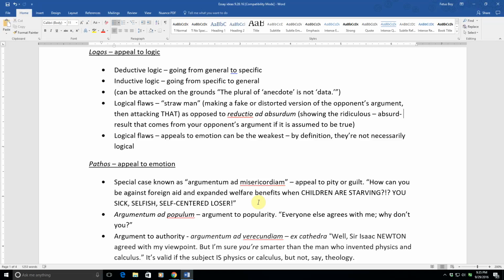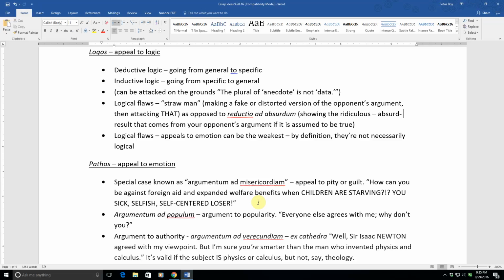The argument to authority, or argumentum ad verecundiam, I don't know if I pronounced that right, or ex cathedra, I don't know how to pronounce that either, which literally means from the chair. This is from the Catholic Church, where people would sit in a fancy chair or a throne and issue their pronouncements. So arguments to authority might be right, but they can be wrong.